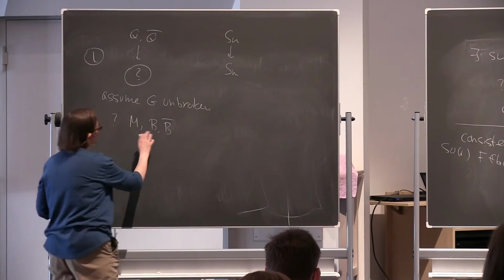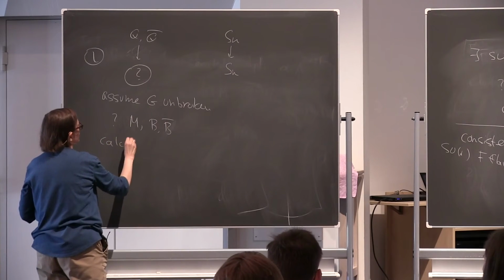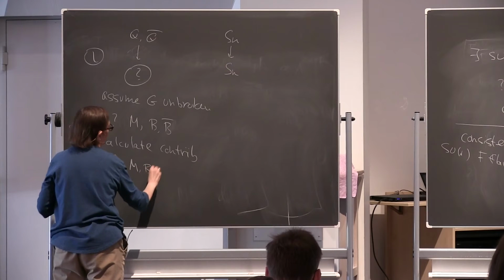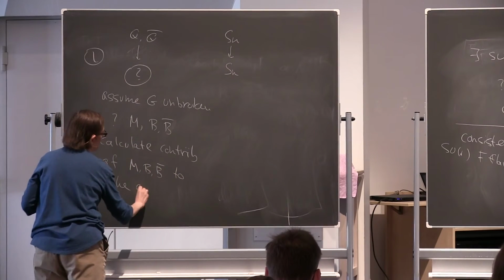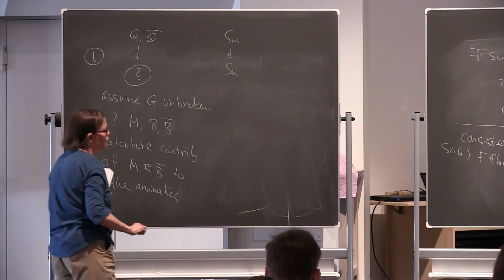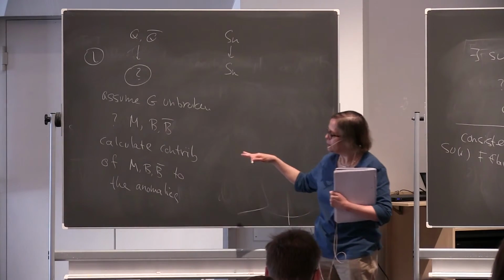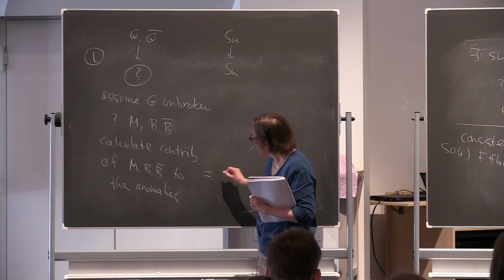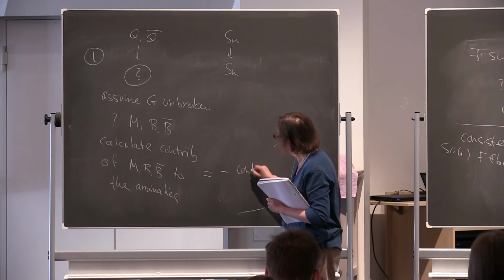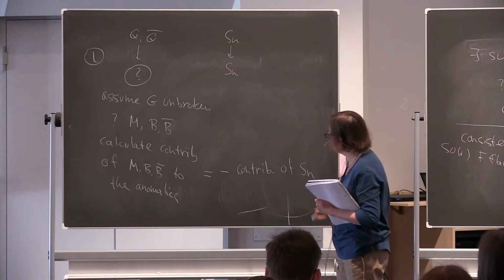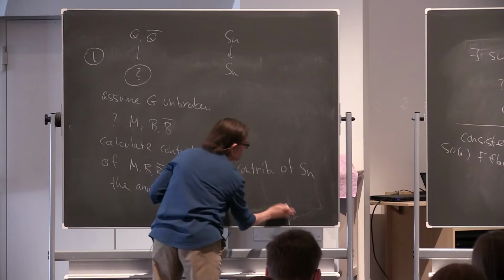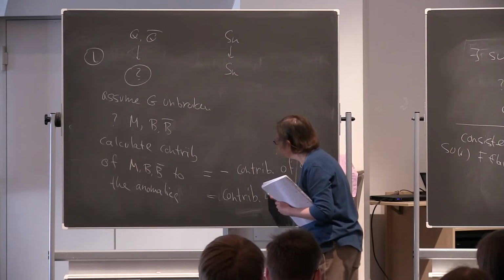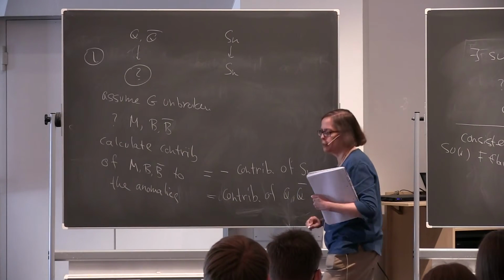So now I can do the following thing. I can calculate the contribution of the mesons and baryons to the anomalies of G. Now, I know that the low energy theory must remain anomaly free, because I gauged this symmetry. So I know that these anomalies here must be equal to the contribution of the SNs to the anomaly. And this contribution was exactly the opposite of the contribution of the Q and Q bar to the anomaly.